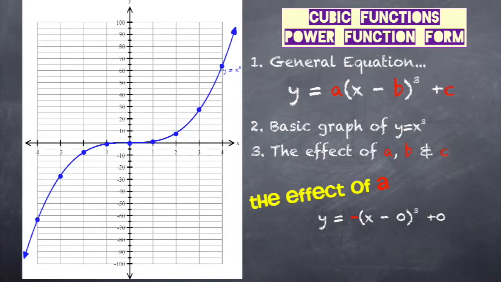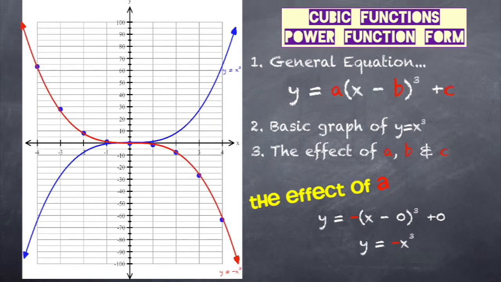Now as you can see, I've got my general equation written out once again, and I've made my b and c values equal to 0. But in this case, what I've done is I've made my a equal to -1. And of course, simplifying this will get me the equation y is equal to negative x cubed. So let's now have a look at how the negative affects each one of the coordinates that you can see.